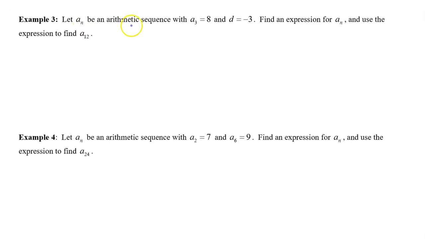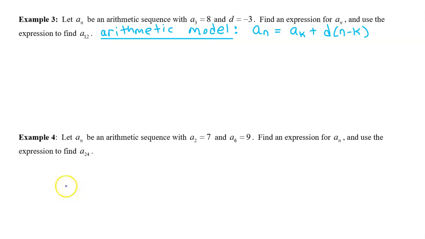Example 3. Let a_n be an arithmetic sequence with a_3 equals 8 and d equals negative 3. Find an expression for a_n and use the expression to find a_12. All arithmetic sequences can be modeled by this equation, where a_k is a value that you know, which in this case will be a_3, and d is the common difference, which we are given as negative 3. So we can begin by writing a_n equals.